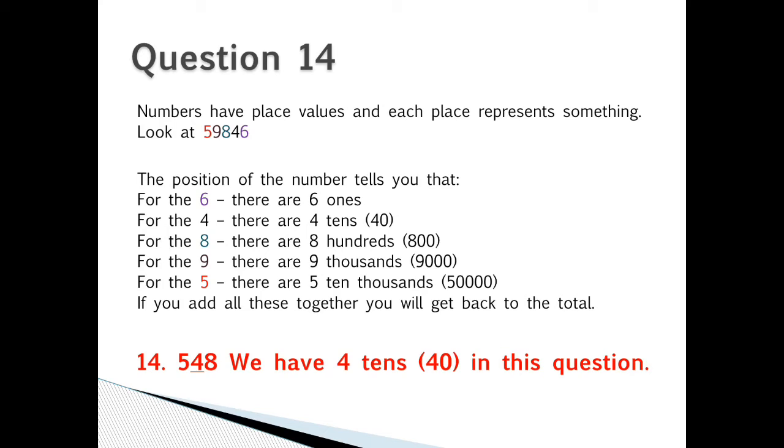And for the 5 there are 5 10,000s. If you add all these together, you'll get back to the total. So 14. 548, we have 4 tens, or 40 in this question.